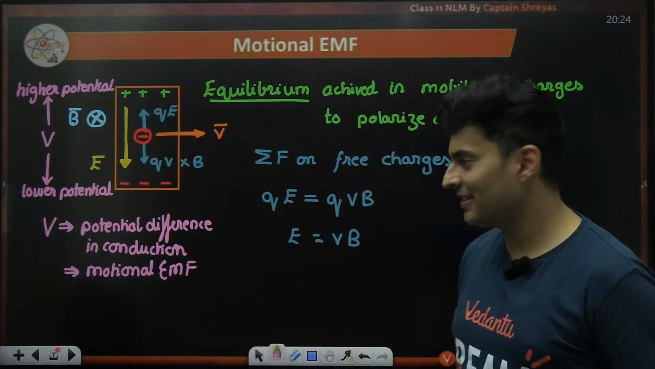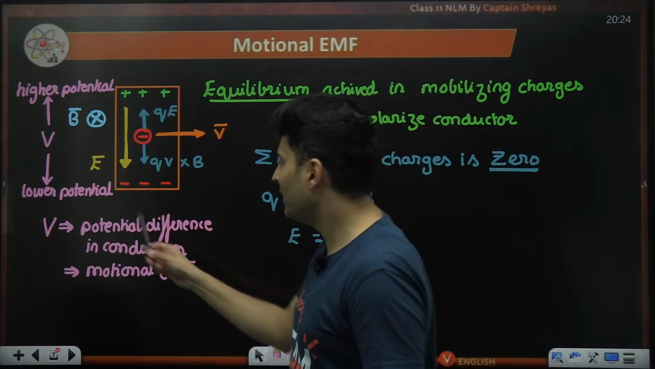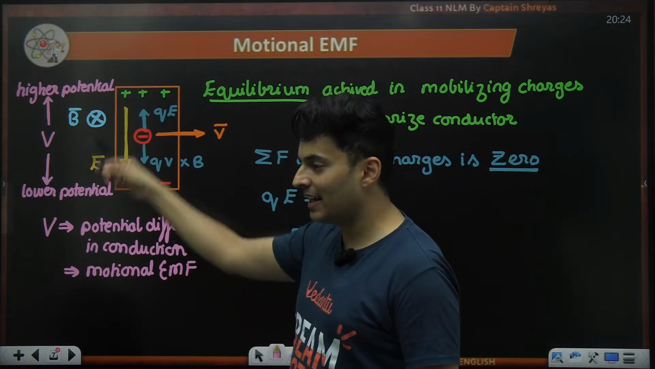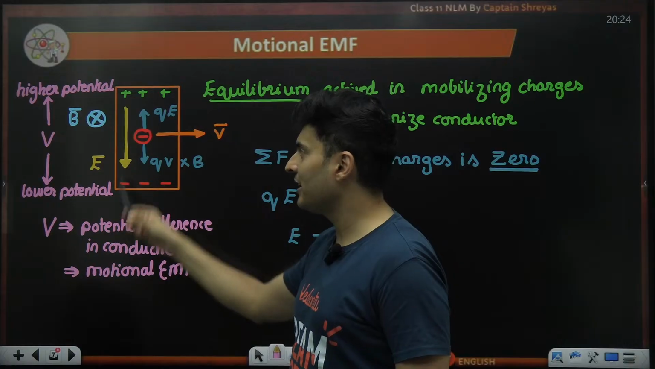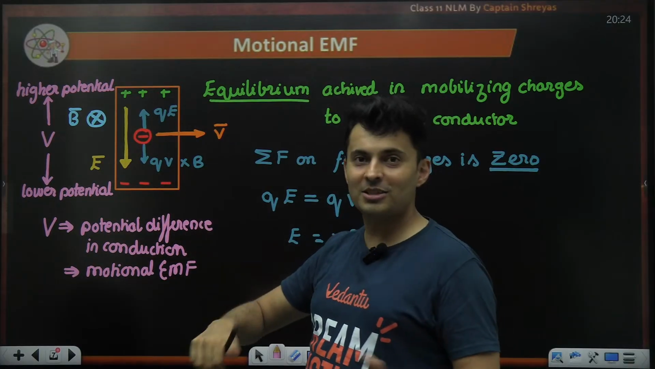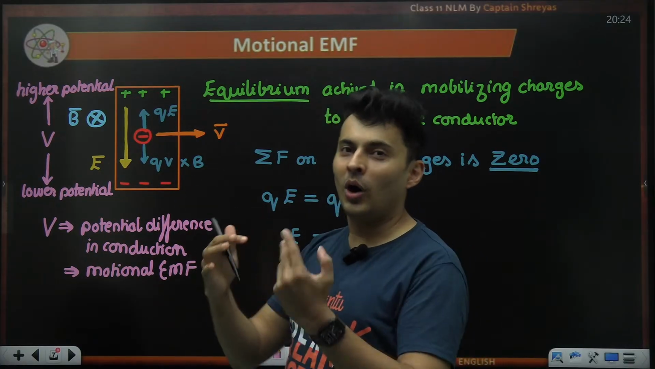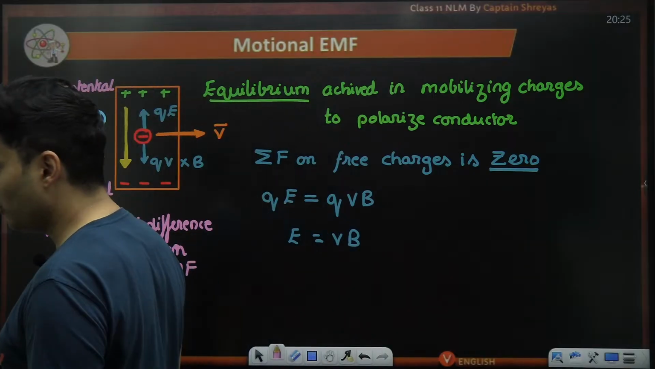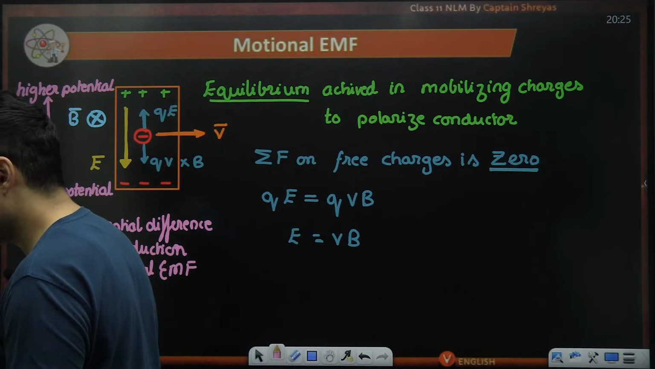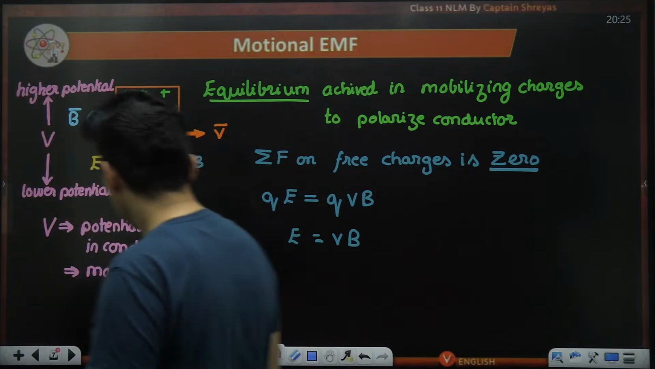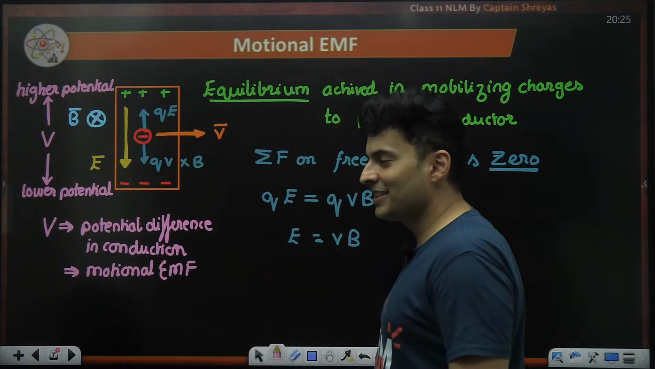Isn't it amazing, guys? A motional EMF is nothing but that potential difference created because of the charge separation and the electric field, which happens because of the magnetic force on those mobile charges. It's crazy. Now, how much is this EMF?